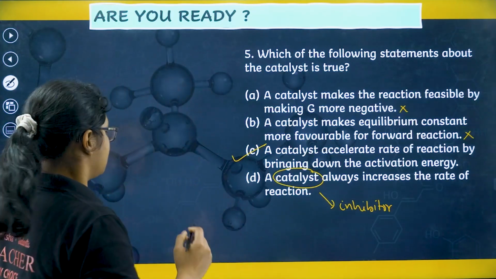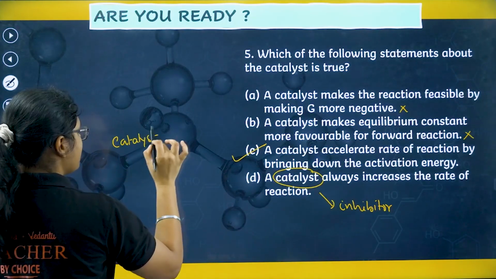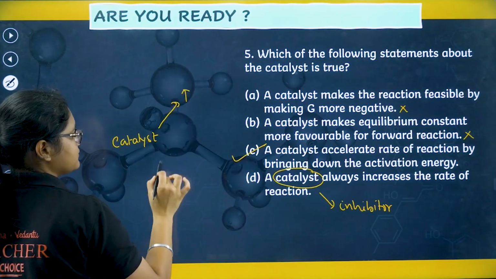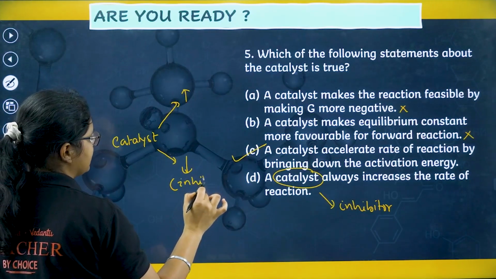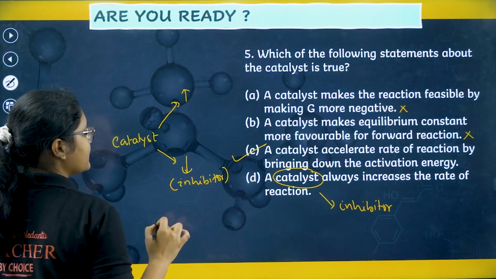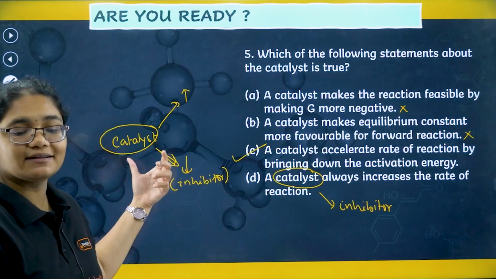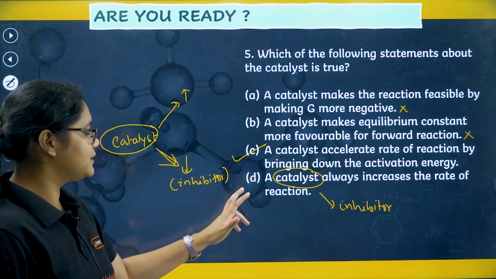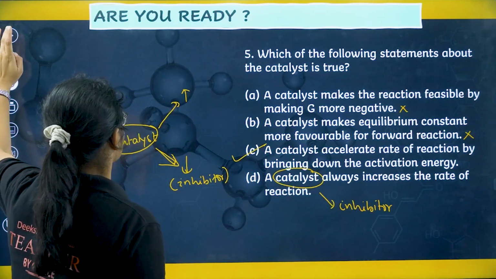Are you getting it? A catalyst majorly increases the rate of the reaction. There are certain catalysts which decrease the rate of the reaction, and we call them inhibitors or poisons. So a catalyst can decrease the rate of the reaction also. Such catalysts are called inhibitors. That is why this statement is not correct. Option C is the correct answer.